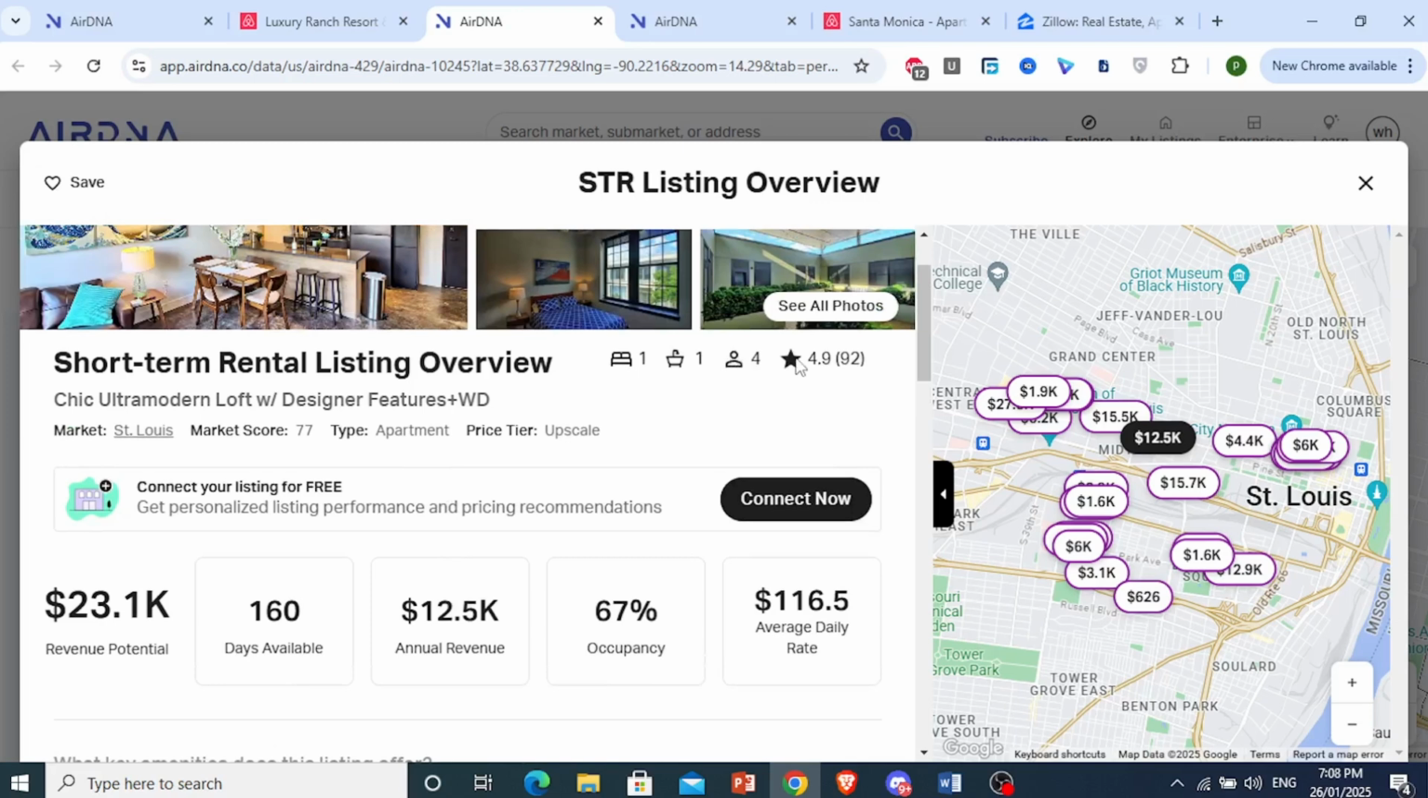And it seems like this property has been listed for a while. It has 92 reviews, almost a 5-star rating. So they have been doing a good job with this. So right here, you can see what you expect your property to look like when you list it, right? And how you should be performing. It's really that easy and simple, guys.